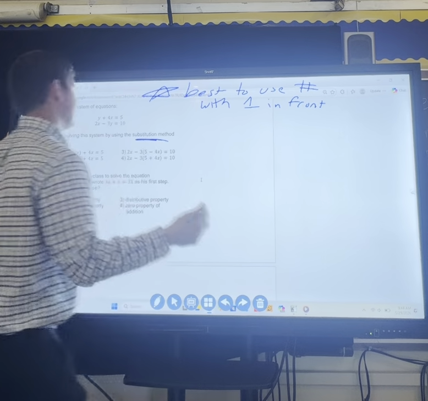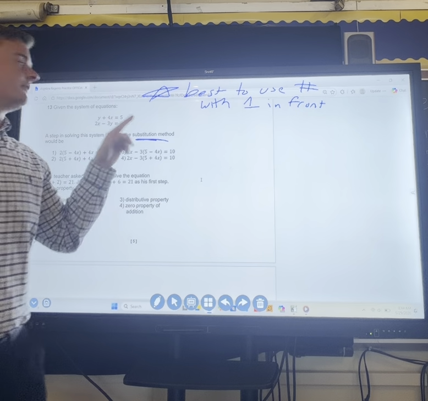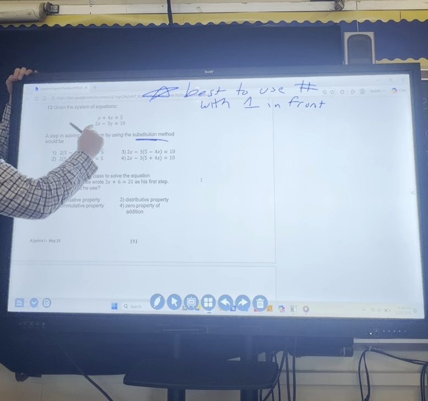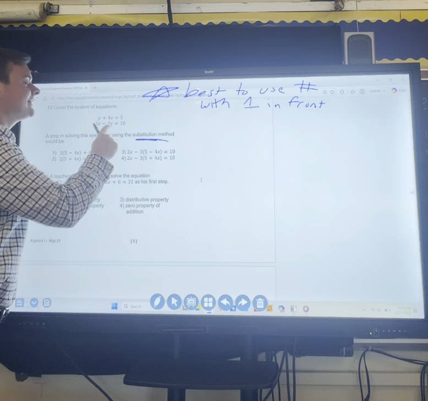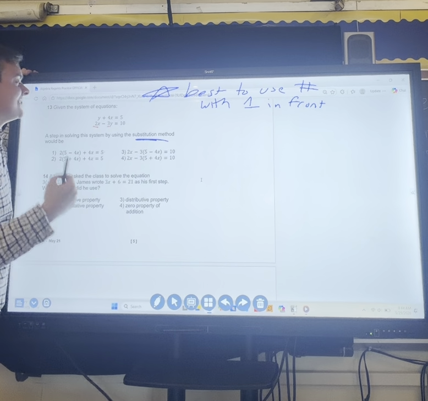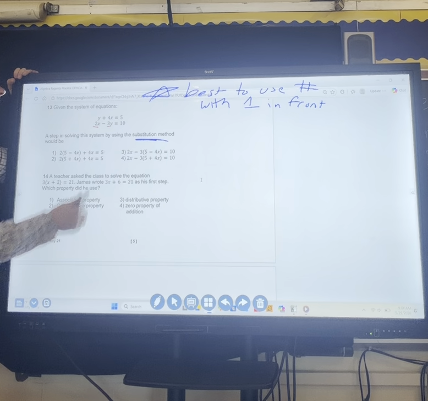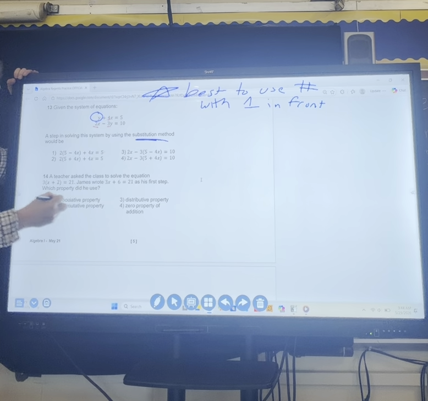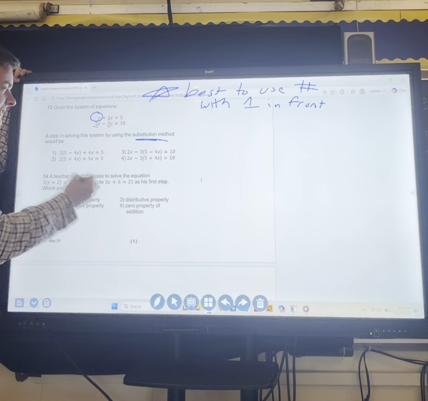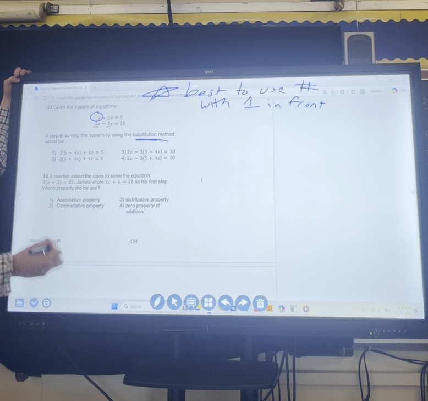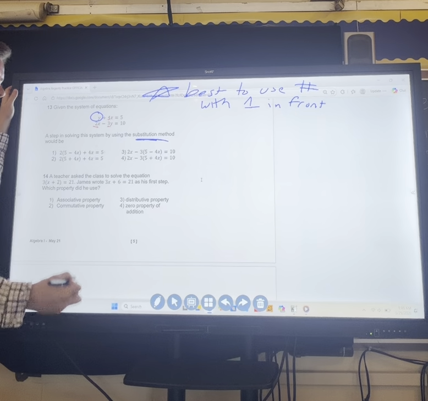What does that mean? If I want to substitute, I gotta get one of these variables by itself. But I don't want to get this by itself because I'm gonna have to divide by 2 at the end. I don't want to get this by itself, I'm going to have to divide by -3 at the end. This one, I got to divide by 4 at the end. This y is the best one to get by itself. And people who make this test know that y is the best one. That's the one they want you to use.